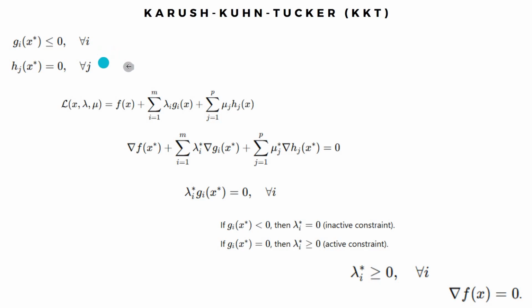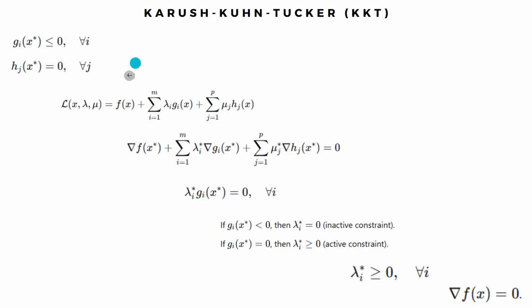Now we will look at the KKT conditions themselves. To begin with, for a feasible point x star to be considered a local optimal solution, there must exist values for the Lagrange multipliers, as you can see here. These multipliers are important because they help us account for the constraints when solving the optimization problem.